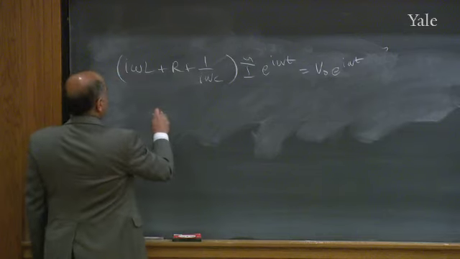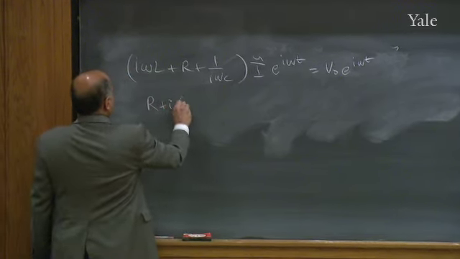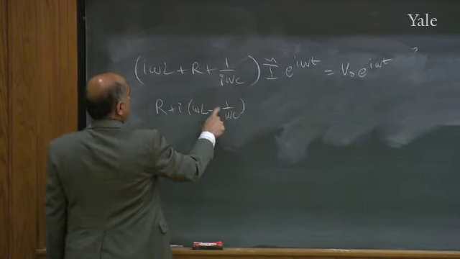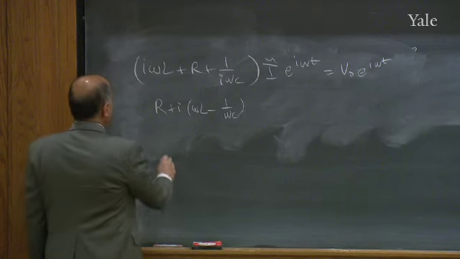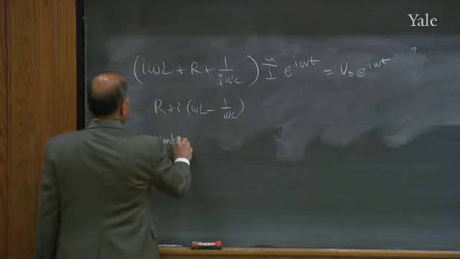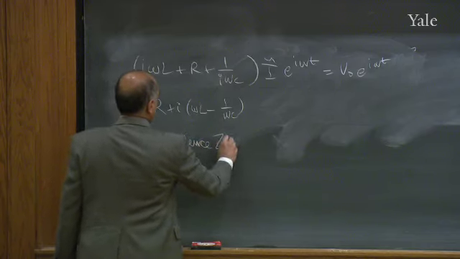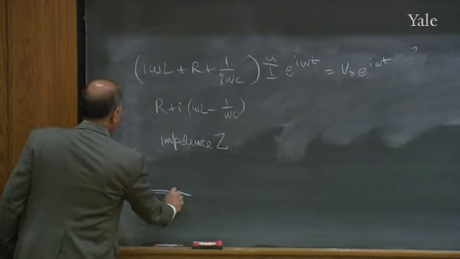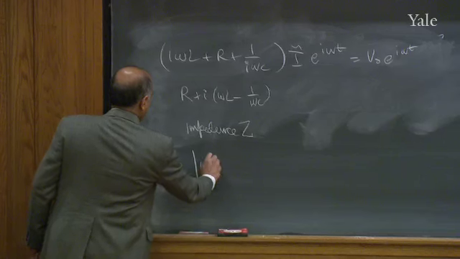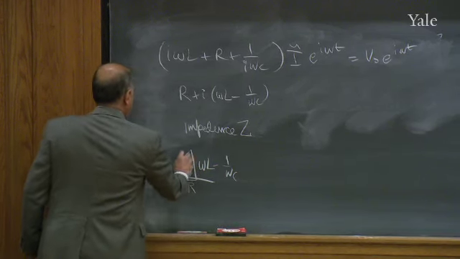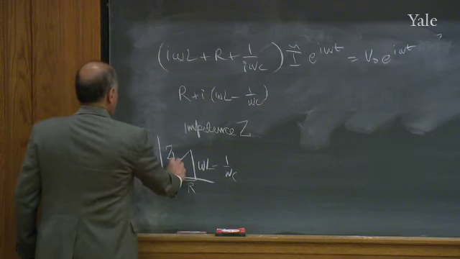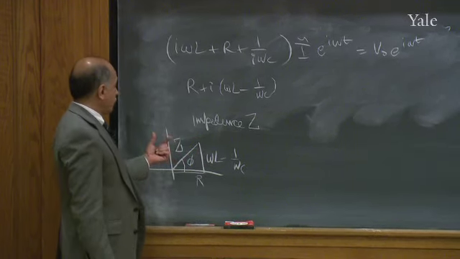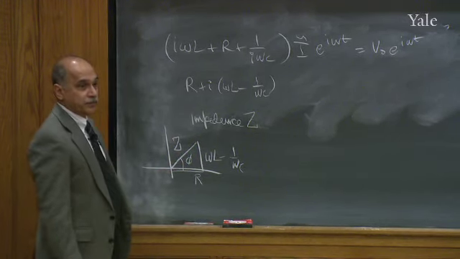So this is a complex number, R + i(ωL − 1/(ωC)). I want you to know that i in the bottom is like minus i in the top. And this is called the impedance, Z. It's a complex number. You can visualize it as follows. It's got a real part, which is R, and an imaginary part, which is ωL − 1/(ωC), and the impedance Z is a complex number with some modulus and some phase. If you know the real and imaginary parts, you can construct the modulus and the phase like that.